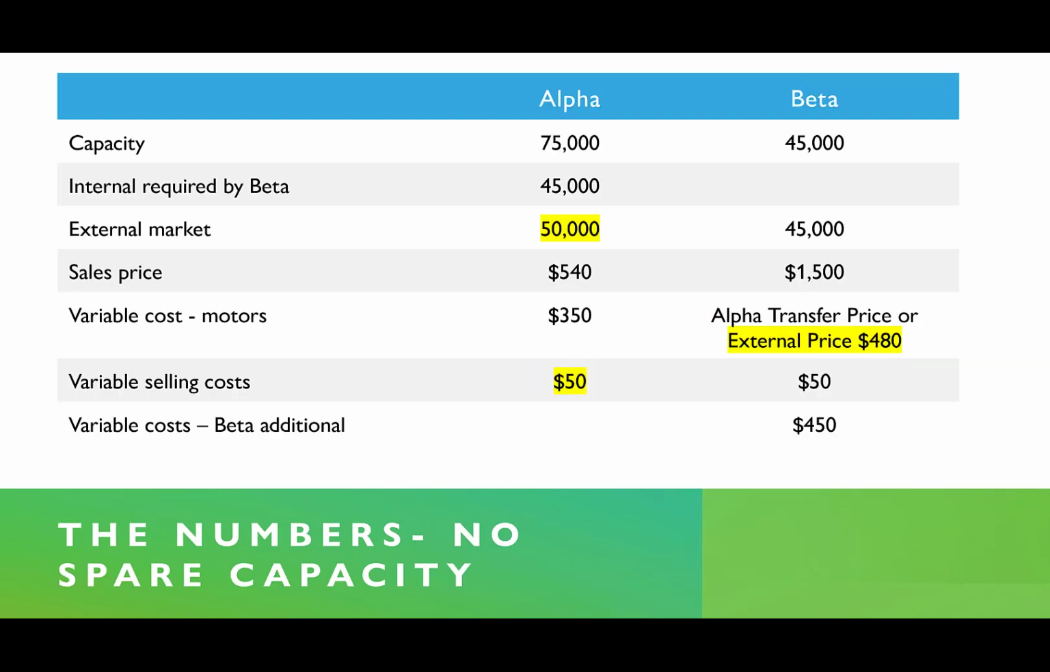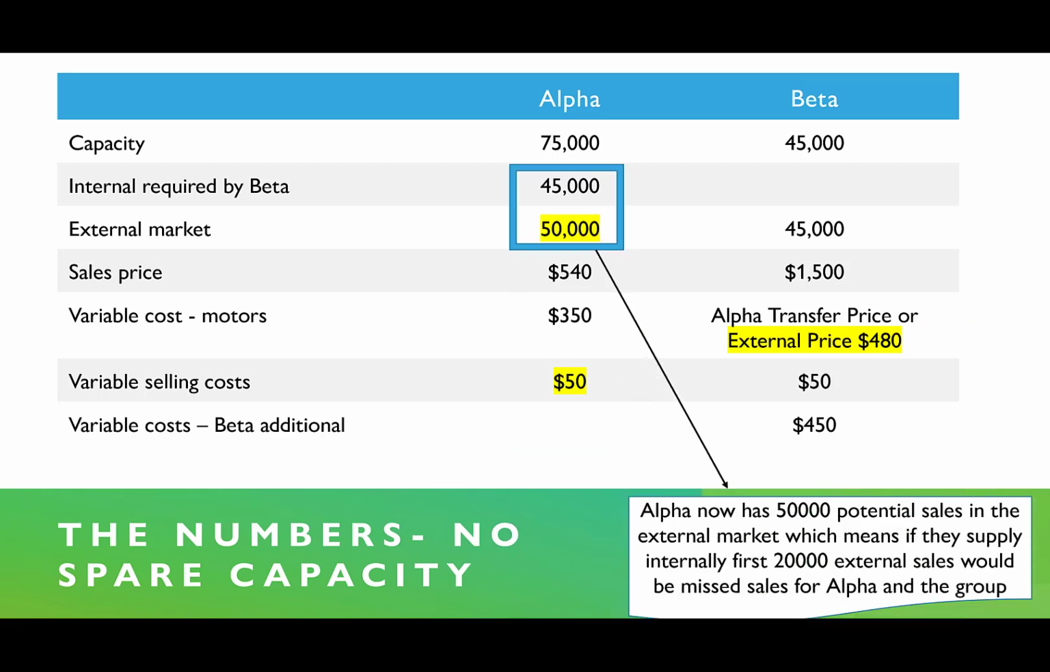So now we're moving on to the numbers, changing the scenario to have no spare capacity in Alpha. Now Alpha has 50,000 potential sales in the external market, which means that if they supply internally first, 20,000 external sales will be missed for Alpha and the group. Remember, those external sales will add contribution to the group. So here we're going to look at the numbers based on supplying internally first with no spare capacity.